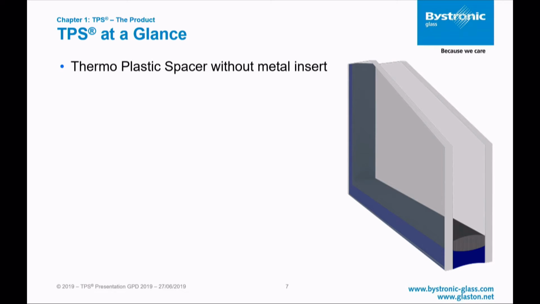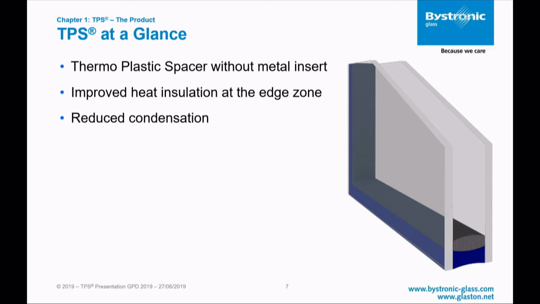Since the TPS does not have any metal insert, you have the advantage that at the edge zone the heat insulation is much more improved compared to an aluminum spacer. That means you have reduced condensation at the window. It ensures a maximum gas tightness since the cross-section of the butyl applied to the glass is much higher than with a standard spacer.